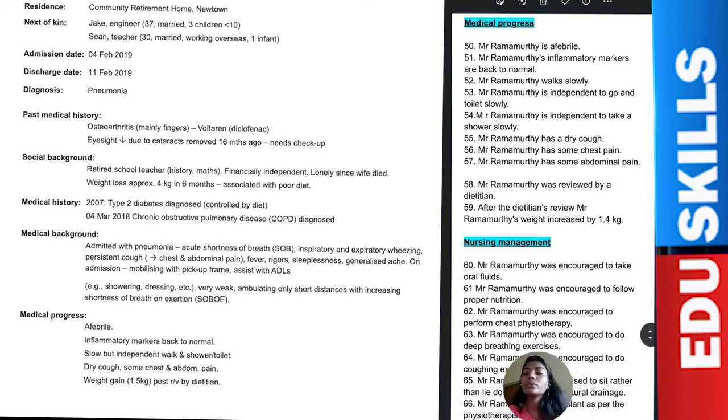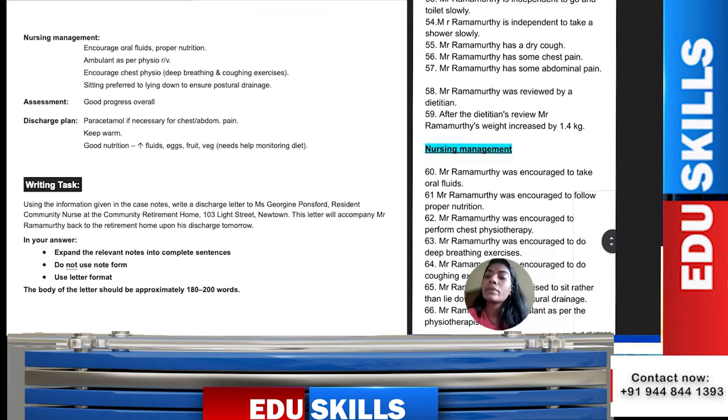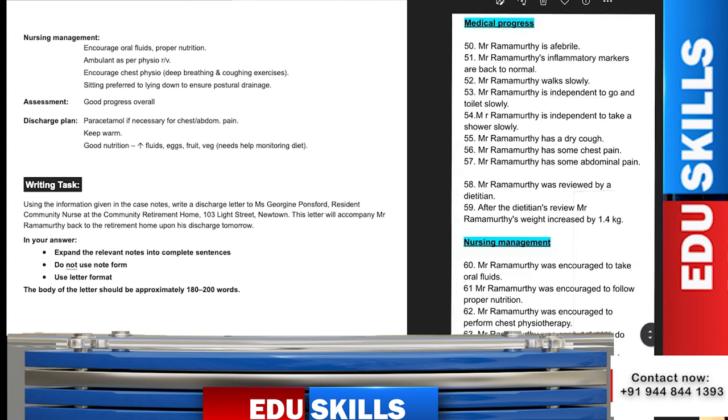We have to be cautious. We have to make only simple sentences at this stage. Okay. In the nursing management, we can make sentences like Mr. Ramamurthy was encouraged to take oral fluids. Mr. Ramamurthy was encouraged to follow proper nutrition. And Mr. Ramamurthy was encouraged to perform chest physiotherapy. Mr. Ramamurthy was encouraged to do deep breathing exercises. Mr. Ramamurthy was encouraged to do core exercises. Mr. Ramamurthy was advised to sit rather than lie down to improve postural drainage. Mr. Ramamurthy is ambulant as per the physiotherapist review.